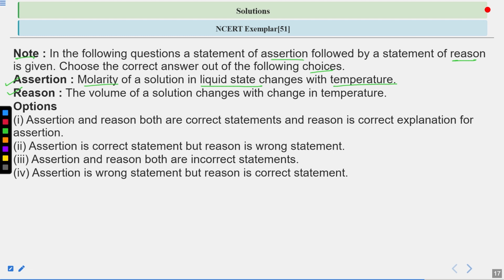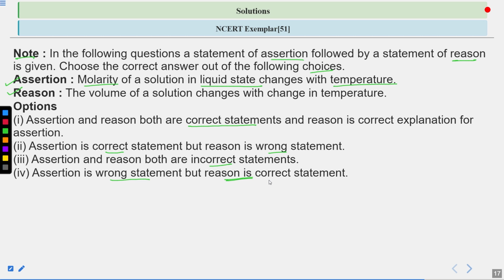So the options are: assertion and reason both are correct statements, and reason is the correct explanation for assertion. Assertion is a correct statement, but reason is a wrong statement. Assertion and reason both are incorrect statements, or assertion is a wrong statement, but reason is the correct statement.